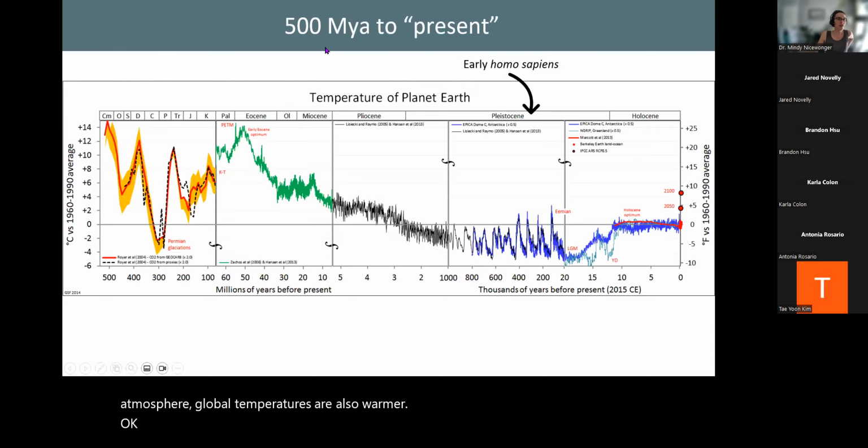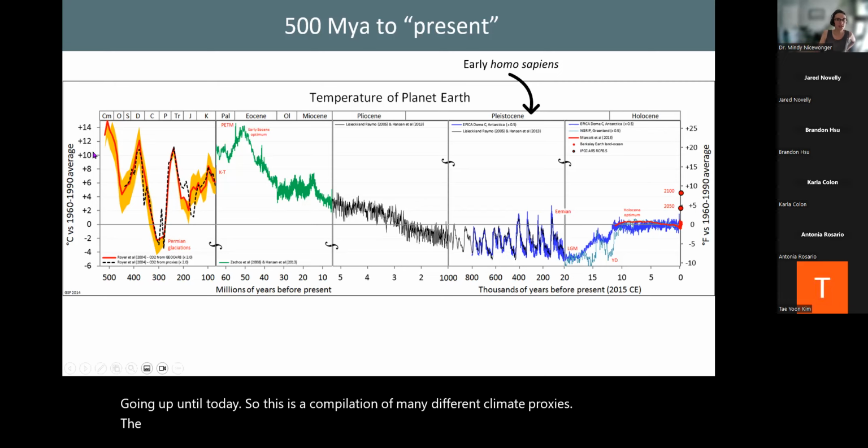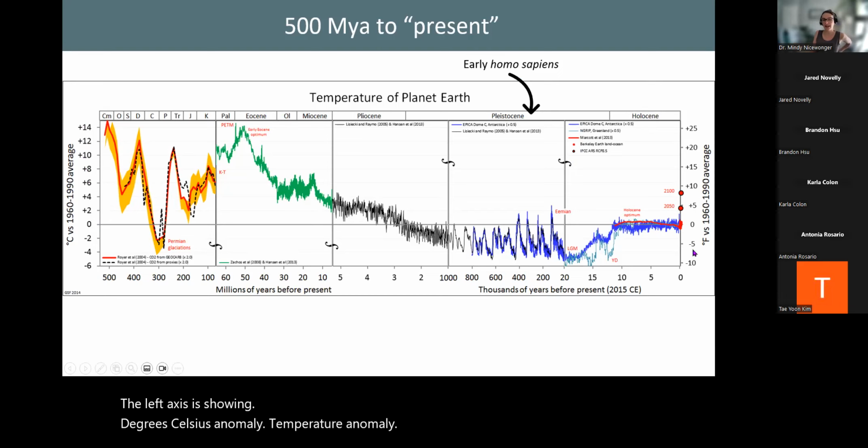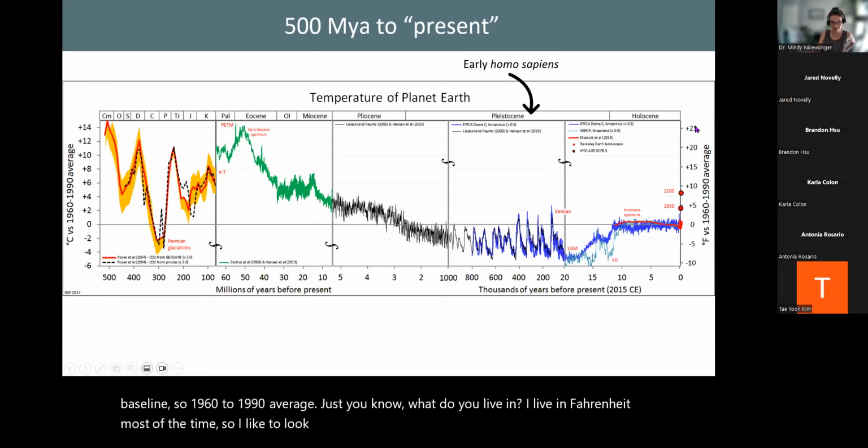Okay, so here is 500 million years ago on the left, going up until today. So this is a compilation of many different climate proxies. The left axis is showing degrees Celsius temperature anomaly. And the right axis is showing degrees Fahrenheit temperature anomaly using the same baseline, so 1960 to 1990 average. I live in Fahrenheit most of the time, so I like to look at the right axis. So let's start on the right and go backwards.